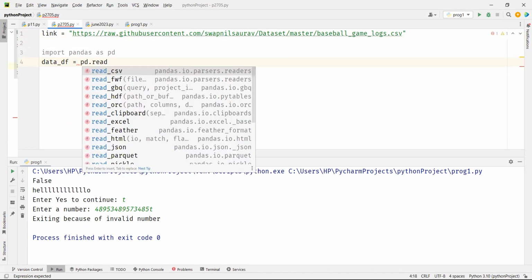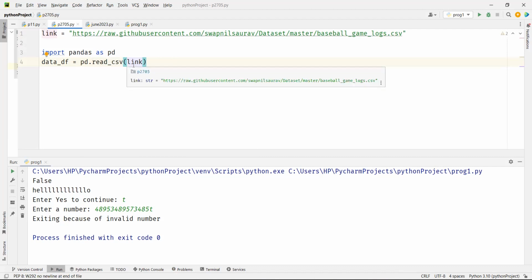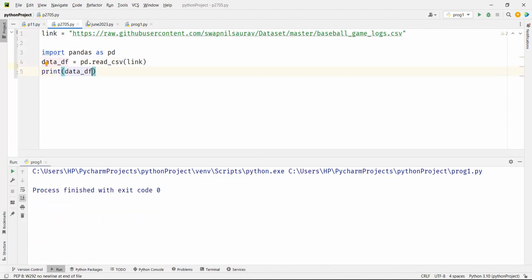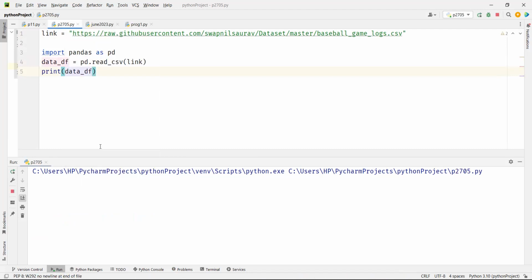Now read_csv can read from any location. It can read from your link as well as from your local device. So what I'll suggest is that you download those datasets to your local drive. It will become easy for you to read. You can read it like this, and once you read it, you can print the df. Right click and say run.